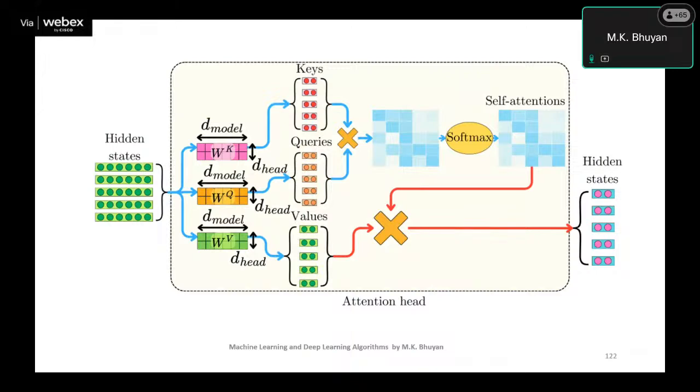You can see here again I am showing where the hidden states are available. After this, we are considering this D model, the dimension, and the number of heads.